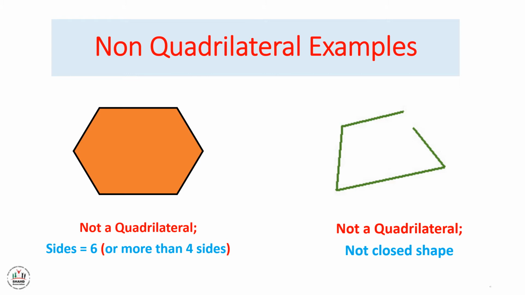So again, a quadrilateral needs to have 4 vertices, 4 sides, 2 diagonals, and of course it must be a closed shape. Any question? Okay, great.